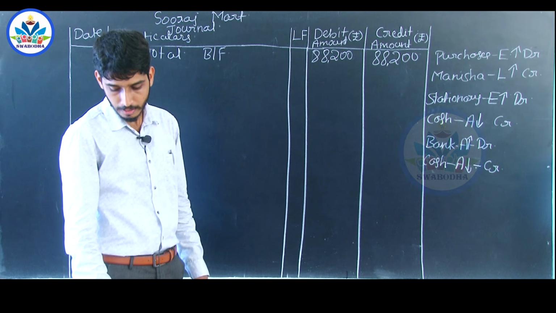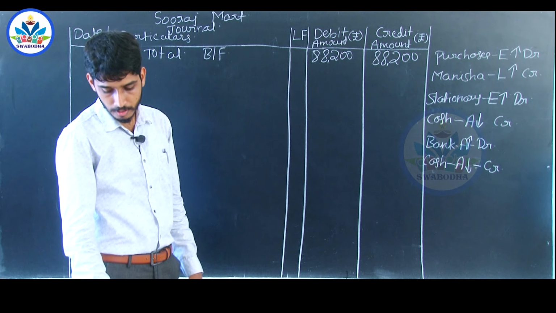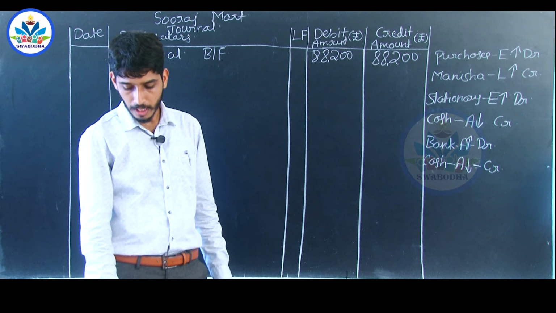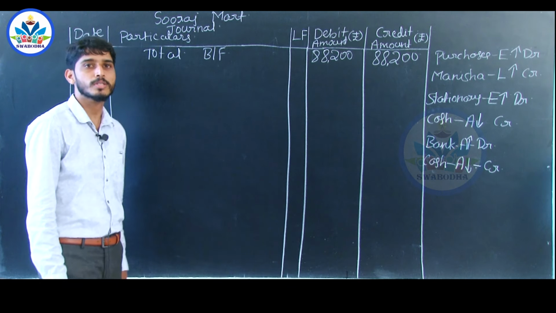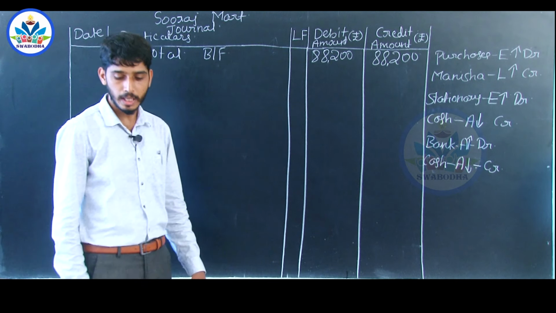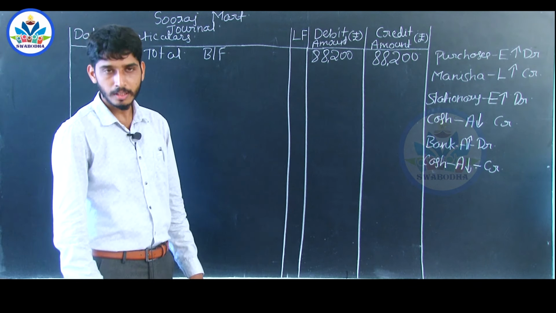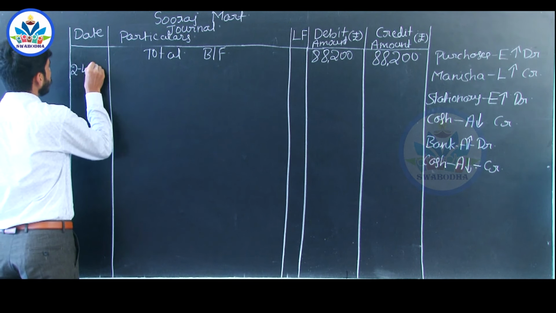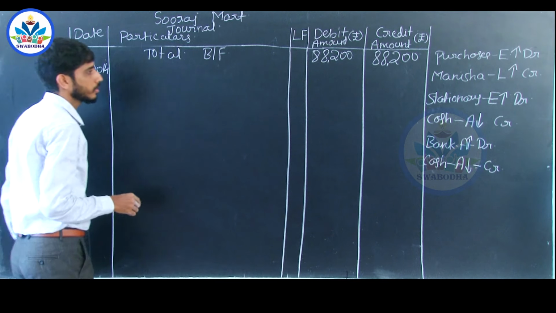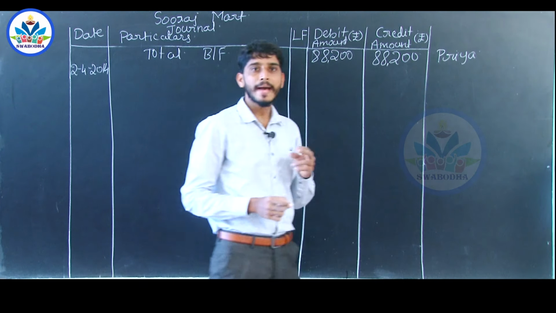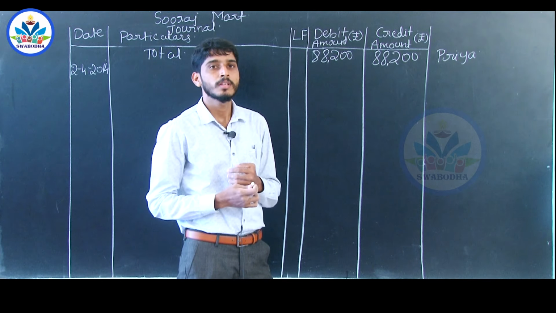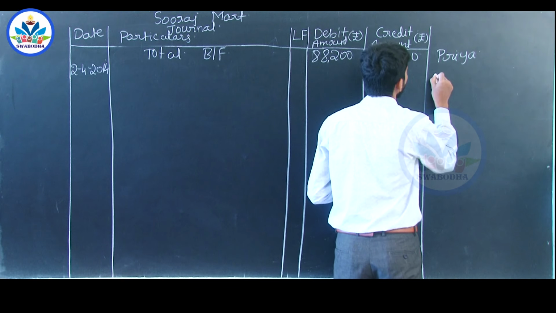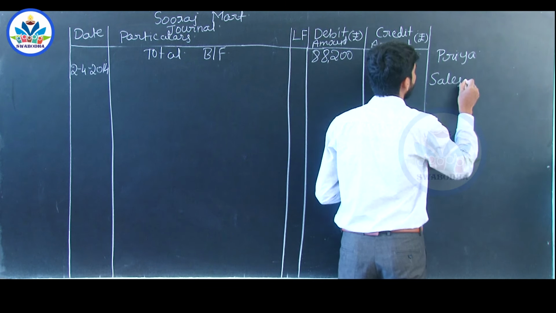Next entry or the transaction is on 2/4/2014, goods sold to Priya for rupees 16,000, and the date is on 2nd of April 2/4/2014. Now, as per this transaction, the two accounts involved are Priya's account and sales account.